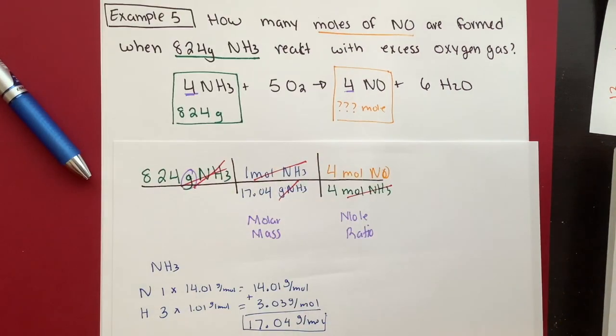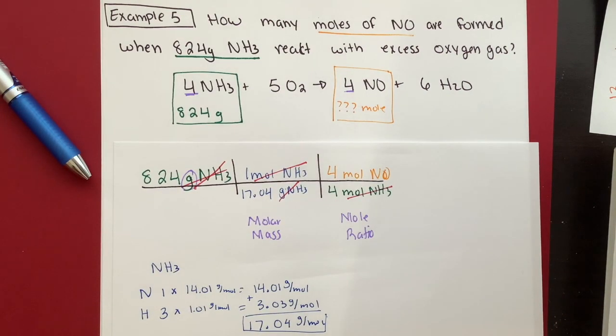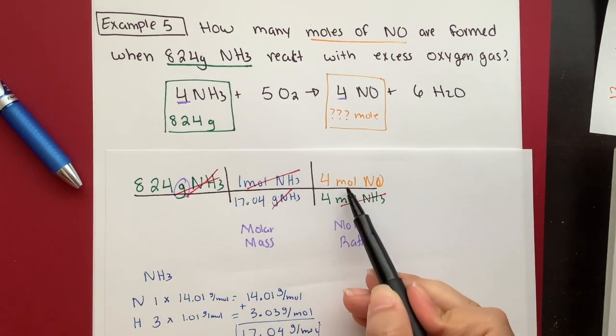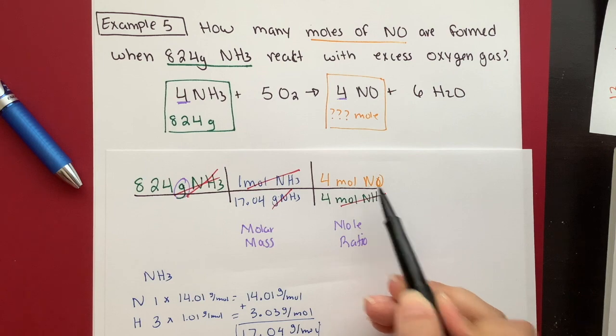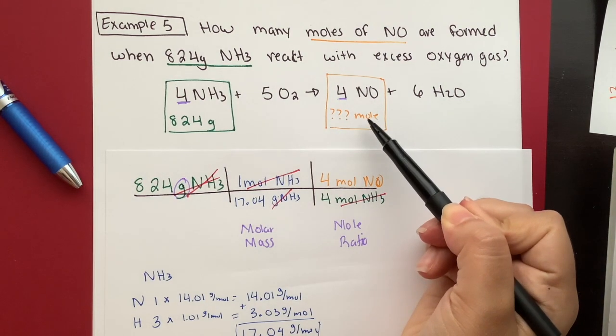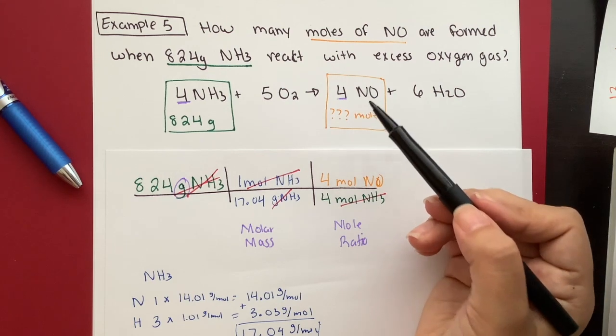Capital O. Now, am I done? I don't know. Let's check. What is the only unit that is not crossed out? Moles of NO. What is the question asking me? It is asking me for moles of NO. So am I done? Yes, I am done.